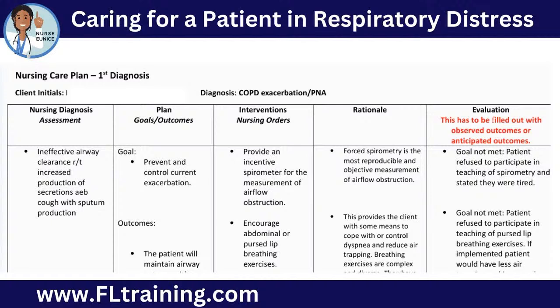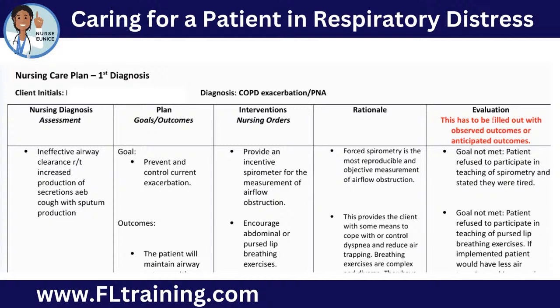This is a sample care plan for a patient who has COPD with PNA, which is an abbreviation for pneumonia. And so one of the nursing diagnoses or assessments is going to be ineffective airway clearance related to increased production of secretions, cough with sputum production. And the goal would be to prevent and to control the exacerbation.